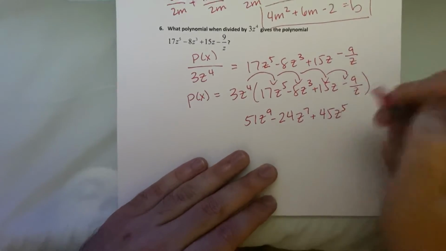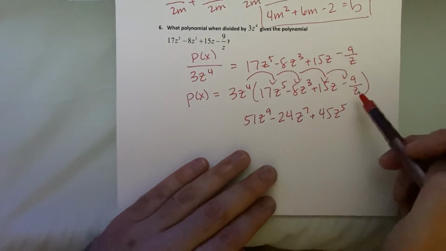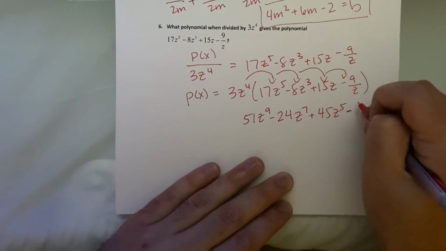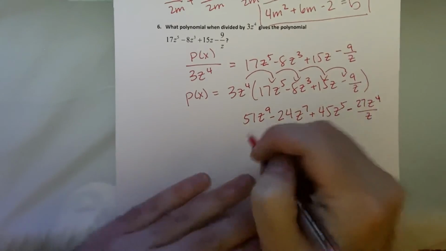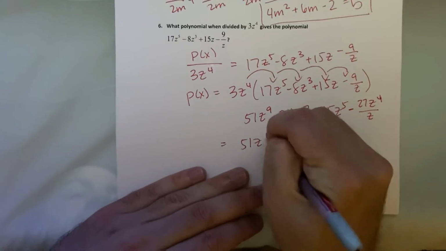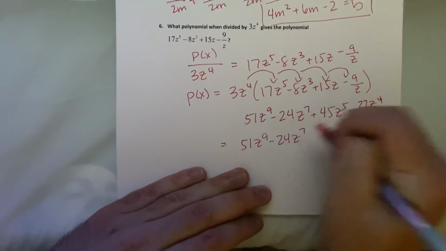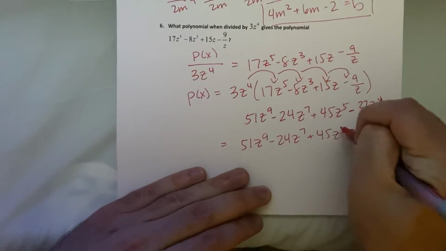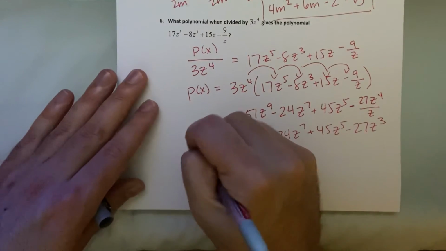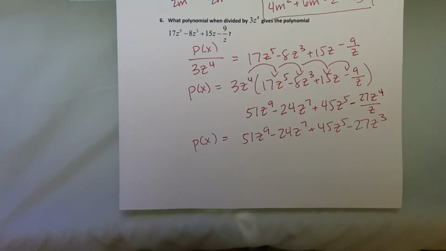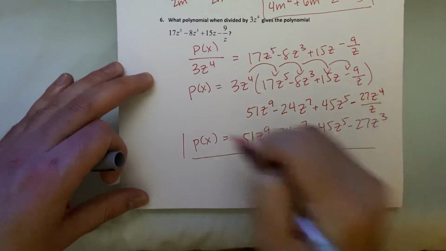z to the 5th. When you multiply a whole number by a fraction, it multiplies into the numerator. So this will be minus 27z to the 4th over z. But what is z to the 4th divided by z? It is z cubed. So the polynomial is 51z to the 9th minus 24z to the 7th plus 45z to the 5th minus 27z to the 3rd. And we will continue in the next video.